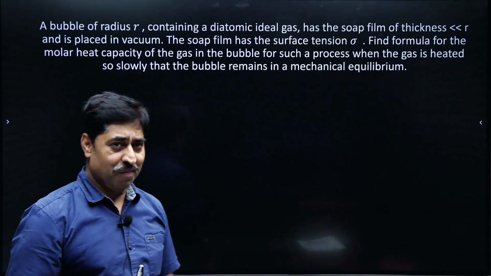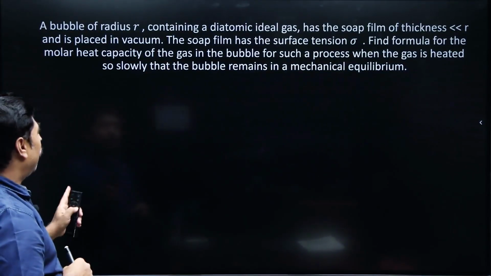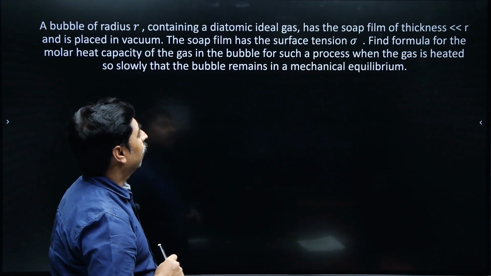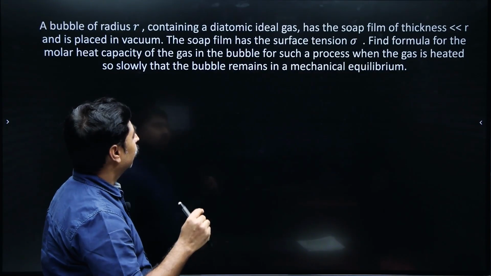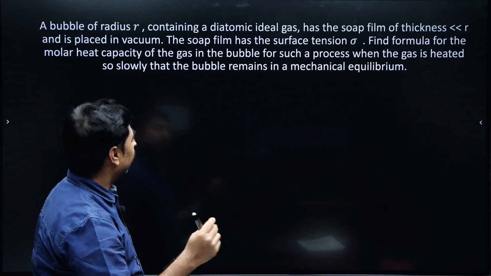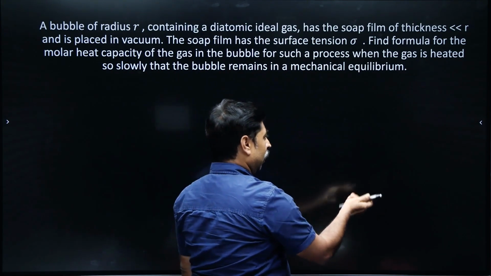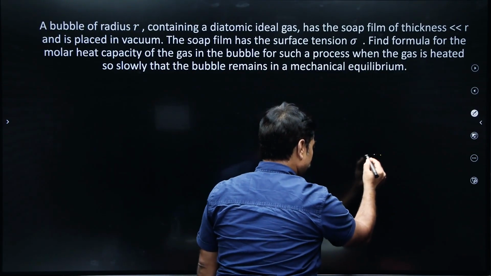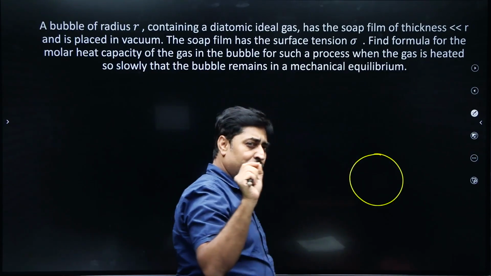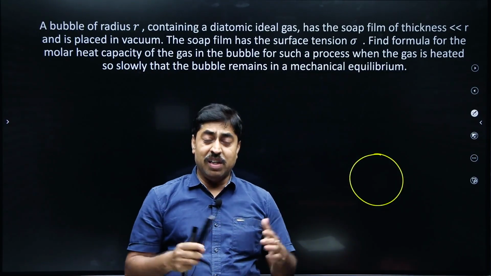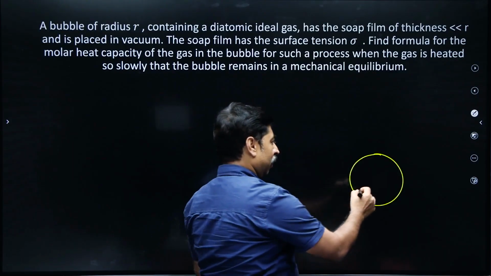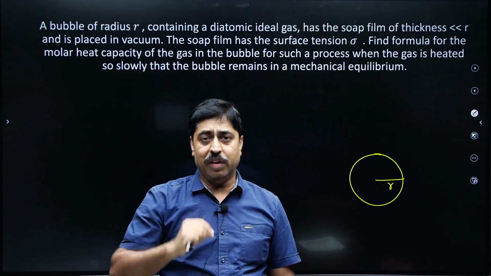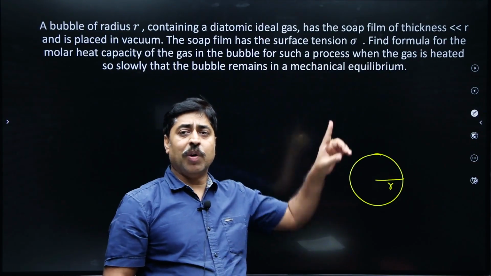So, here is the question. The question says, a bubble of radius r containing a diatomic ideal gas has the soap film of thickness less than r and is placed in vacuum, which means there is a soap bubble which has a very thin skin, as usually it is with all the soap bubbles. The radius is quite large compared to the thickness of the liquid that is forming the soap bubble. So, thickness is too small compared to radius.